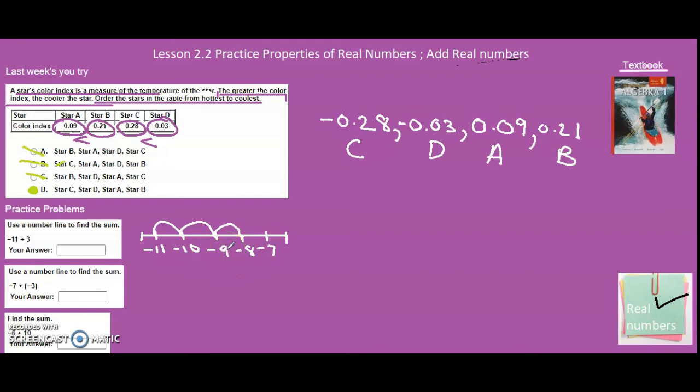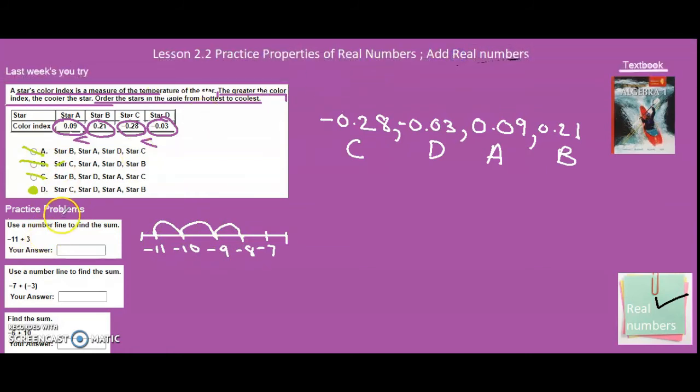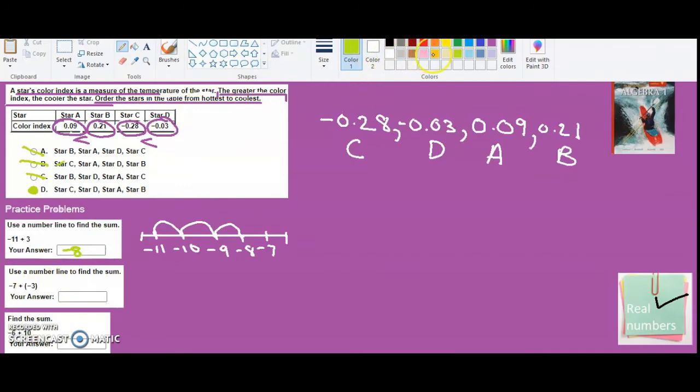To check if that's right, let's not use the number line. Negative 11 plus 3 is negative 8, because it's a negative, and then 11 minus 3 is 8, so negative 8. So we are correct. Let me write the answer in the box here. Negative 8, as simple as that. Now that we're done with the first problem, let's jump right into the second problem.